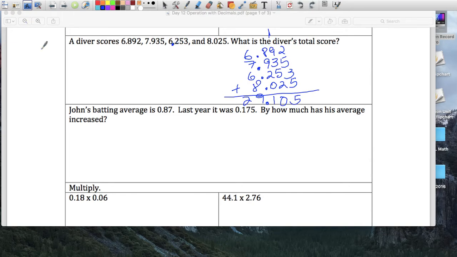Back on. Okay, so again, the main important thing is make sure that these decimals are lined up under each other, so that you are adding numbers with the same place value.